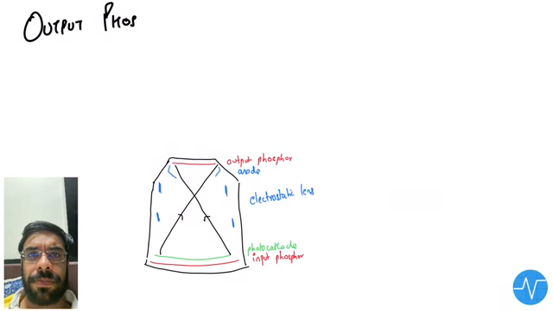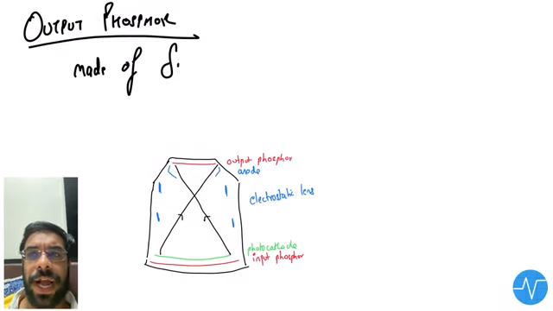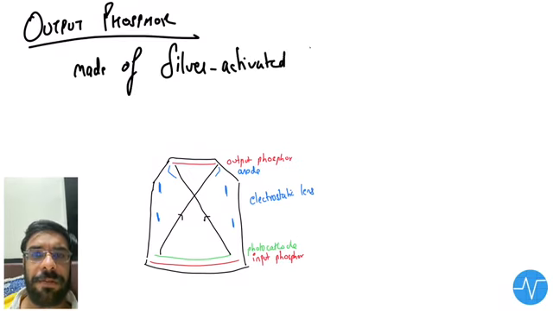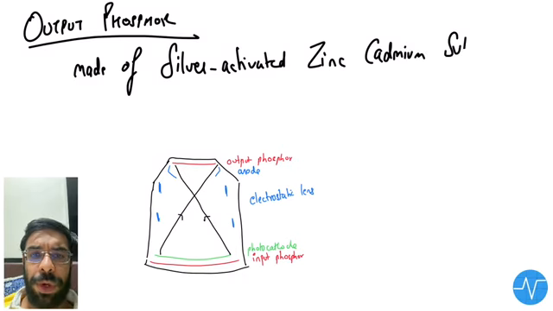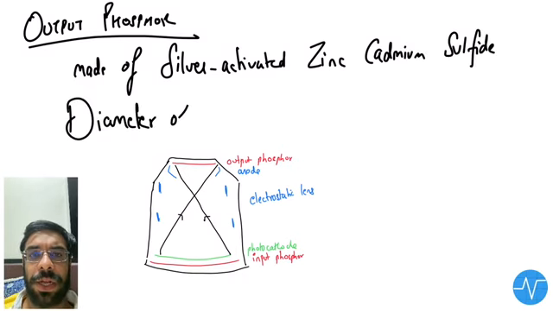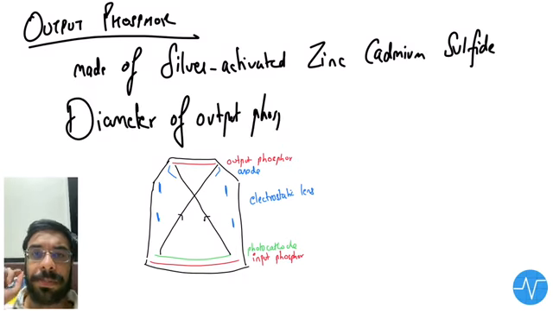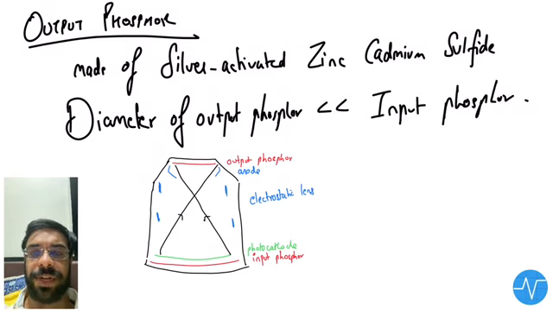Output phosphor. It is made up of silver activated zinc cadmium sulfate. The main point to remember is that the diameter of the output phosphor is much less than the input phosphor, which we can see in the diagram also.